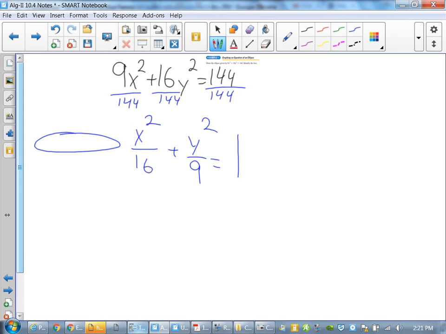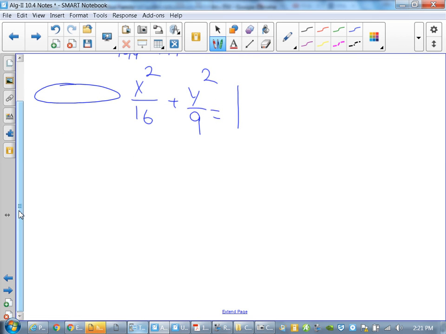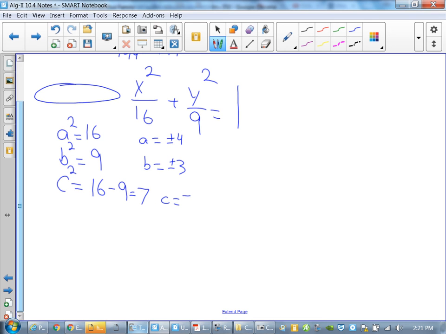Okay? So now we start by labeling everything. What does a squared equal in this problem? A squared is 16. B squared is 9. C squared is going to equal a squared minus b squared, otherwise known as 7. You okay with that? Then I go to the next part. Well, if a squared is 16, a is going to equal what? Plus or minus 4. B is going to equal plus or minus 3, and then c is going to equal plus or minus square root of 7.